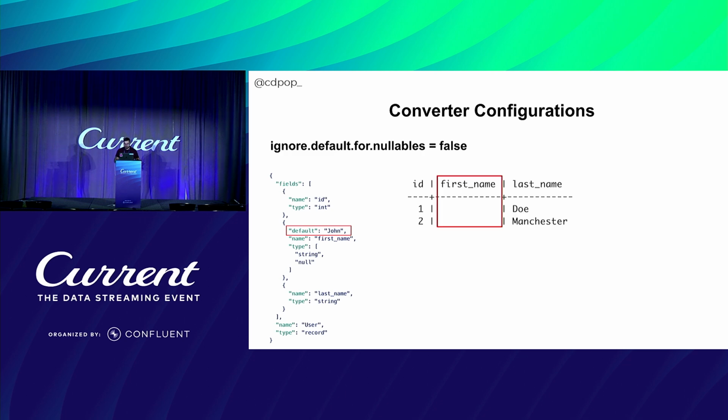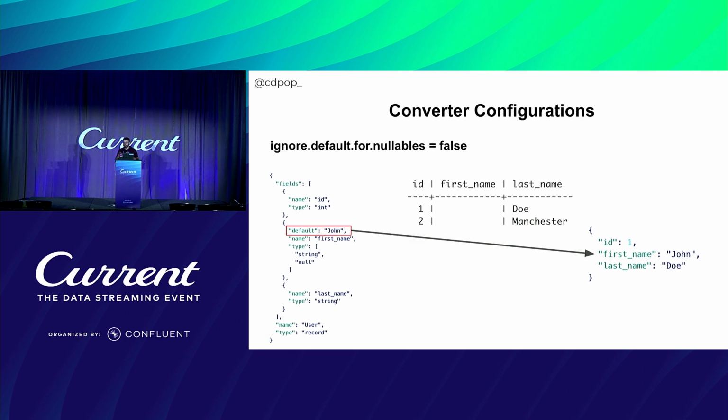I have my database table that has my first name as null, but for whatever reason, I keep getting my data being produced with the default value of John. This is because of this configuration. Again, the way I read it is ignore default when nullables. Is there a null? Yes. Do you want to ignore the default? False. I don't want to ignore the default, so I'm going to use the default. If I set this configuration to true, I'll actually get my data to be produced as a null value within my topic.